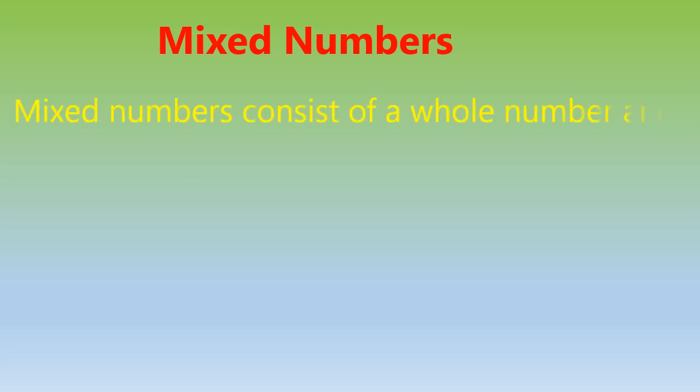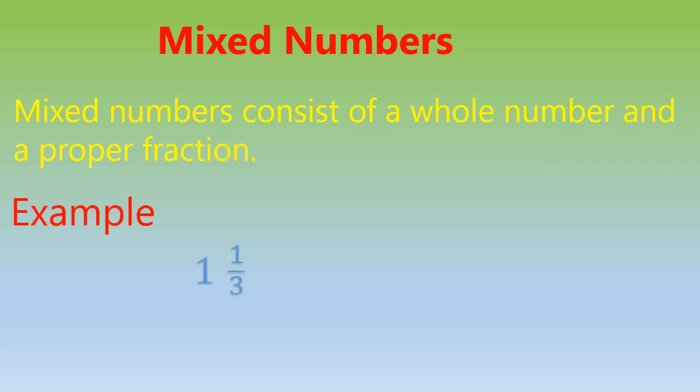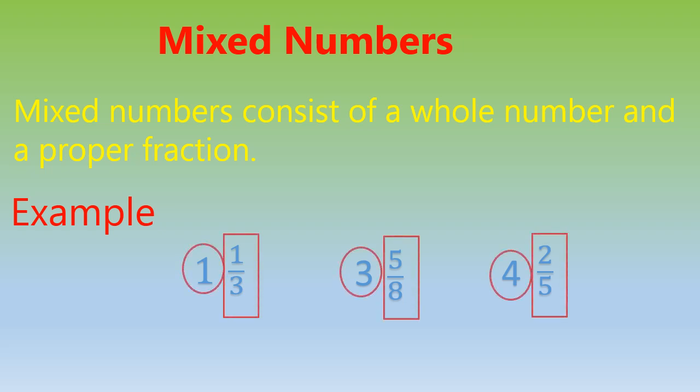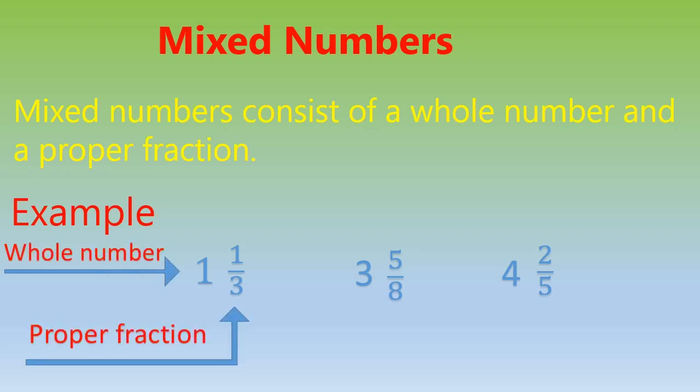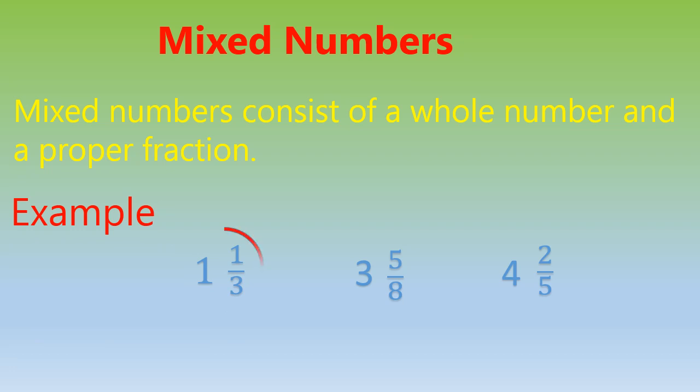We have mixed numbers, which consist of a whole number and a proper fraction. For example, 1 integer 1/3, 3 integer 5/8, 4 integer 2/5. Here we can see that two types of numbers are used in each example. In the first example, 1 is a whole number and 1/3 is the proper fraction, and they are written together. Therefore it is called a mixed fraction.